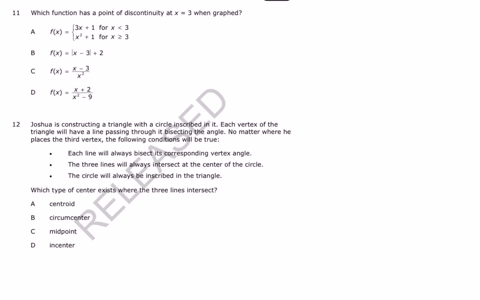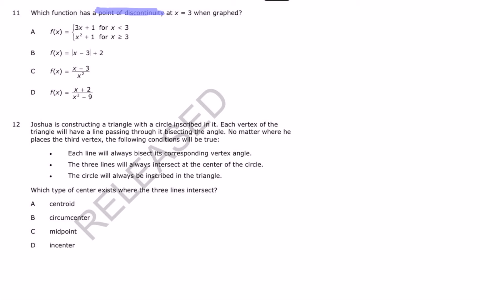Problem number 11, there's a key word, which is the point of discontinuity, which basically means that if we look at the graph at x equals 3, there should not be a y value. So the y value should not exist. There should either be a hole there for the most part or an asymptote, but there should not be a y value at x equals 3.